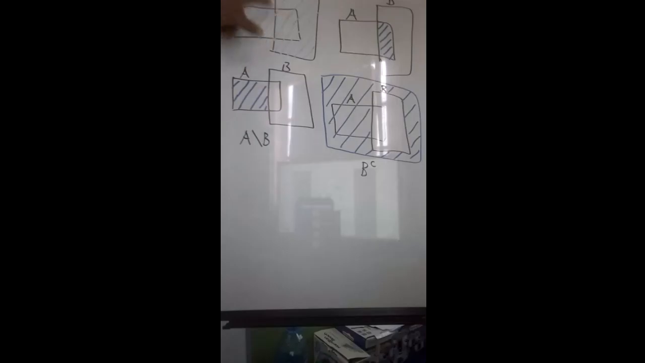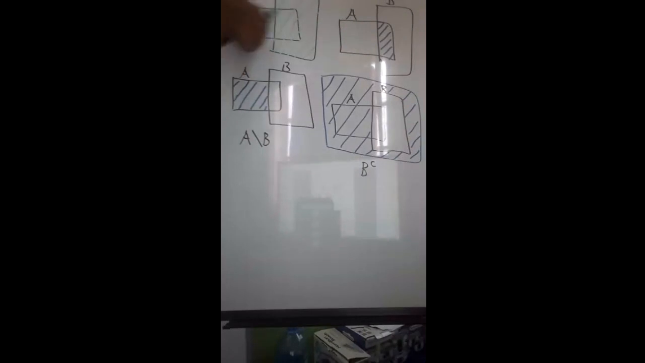Is any shaded region in the first one, or is it all shaded? Yes, everything in A and B is shaded. Nothing outside. So that's A union B. The marker was kind of not good. All right, so everything in A and B. Anyway, so everything in both A and B is shaded for the first one, A union B.